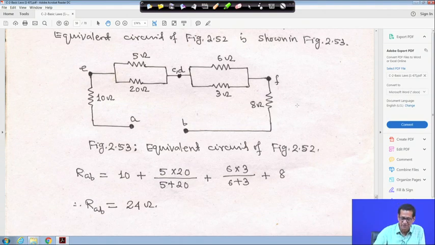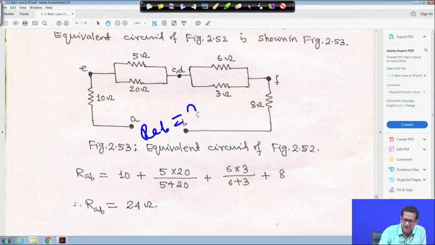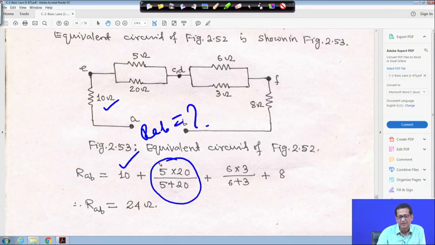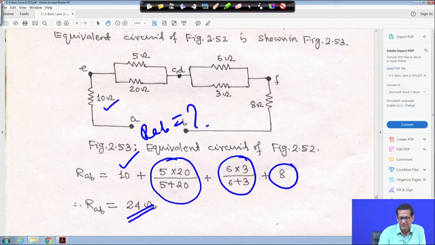So, you have to find R_AB from here, right. 5 and 20 are in parallel, and this 10 ohm is in series. So, this 10, then 5 and 20 in parallel, which is 5 times 20 by 5 plus 20, plus this part 6 times 3 upon 6 plus 3, plus this part 8, right. Then the equivalent R_AB is 24 ohm, if you simplify. So, this is the answer for this problem.